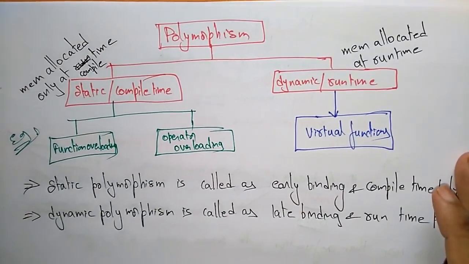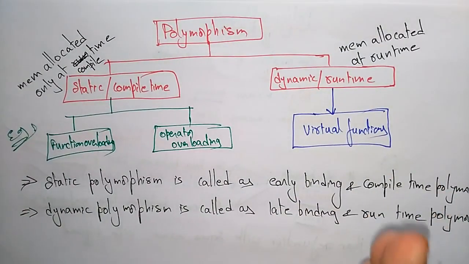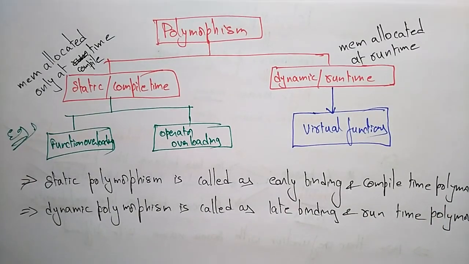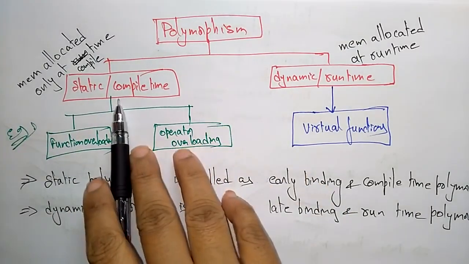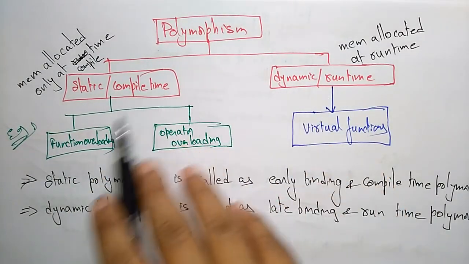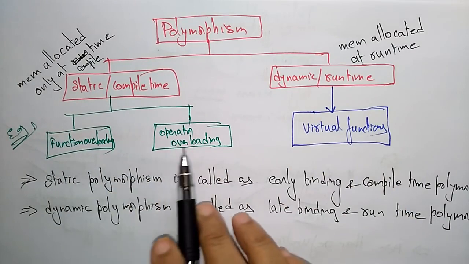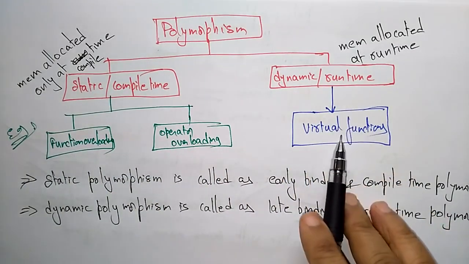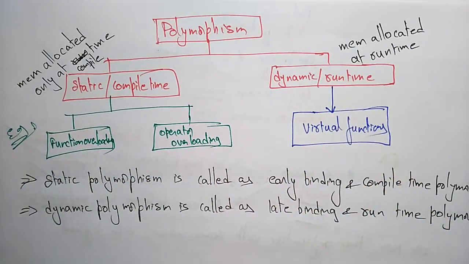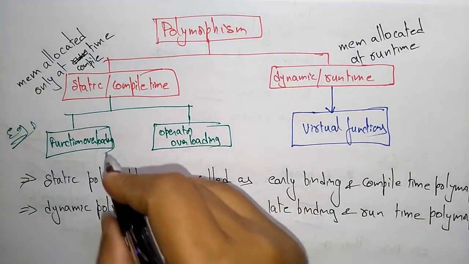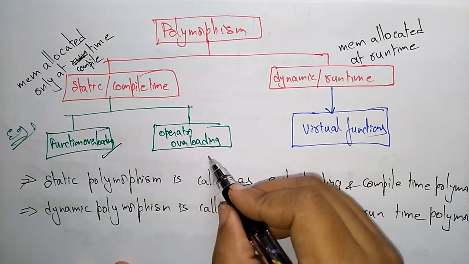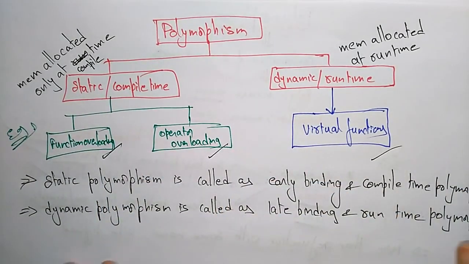Okay. So this is the introduction to polymorphism. In this I explained the definition of polymorphism with an example, and I explained the different types of polymorphism, static and dynamic. Static again has function overloading and operator overloading, whereas dynamic has virtual functions. In the next video I will explain function overloading, operator overloading, and virtual functions.